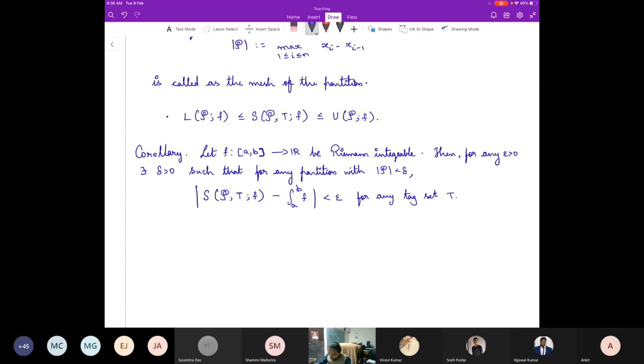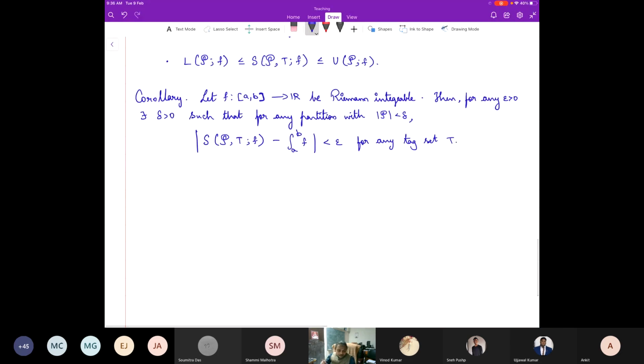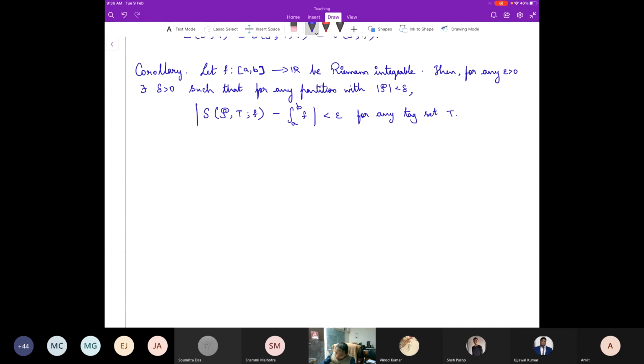Yeah, so this follows from the fact that the function is Riemann integrable, because upper sum and lower sum both converge towards the integral, and therefore you get this. That's the whole idea. Fine. Corollary, the next one.